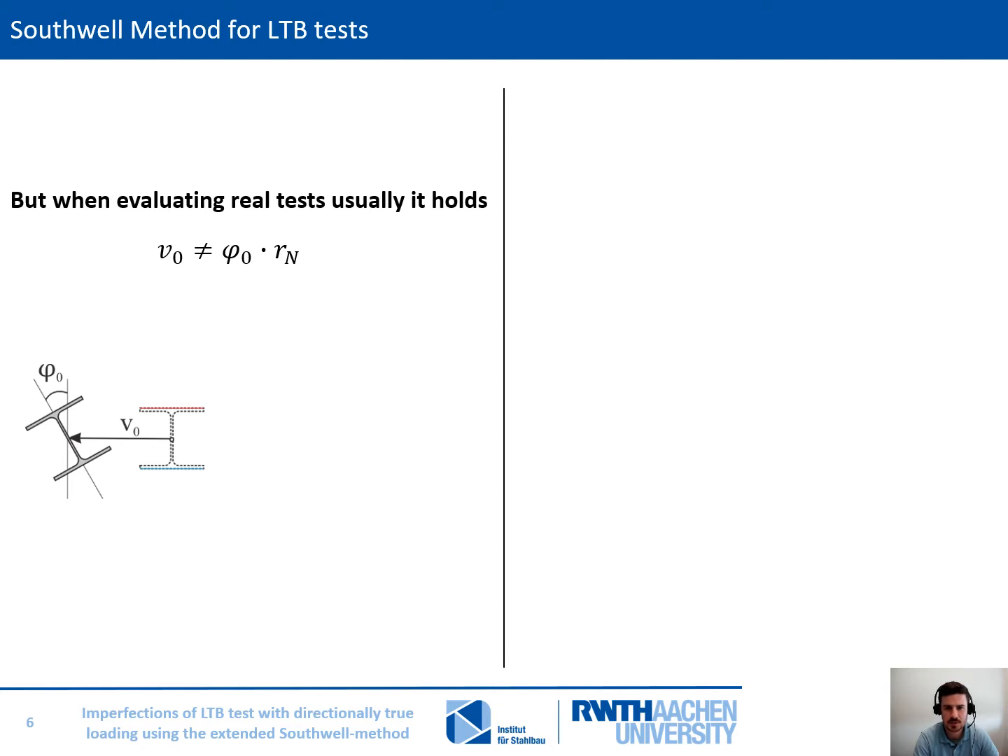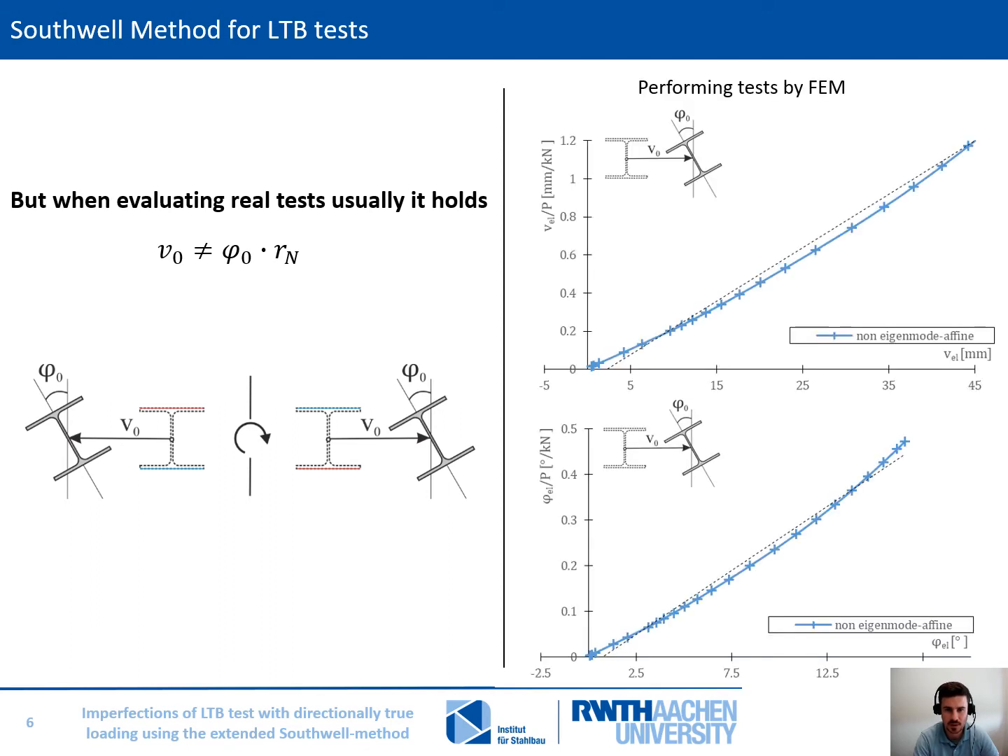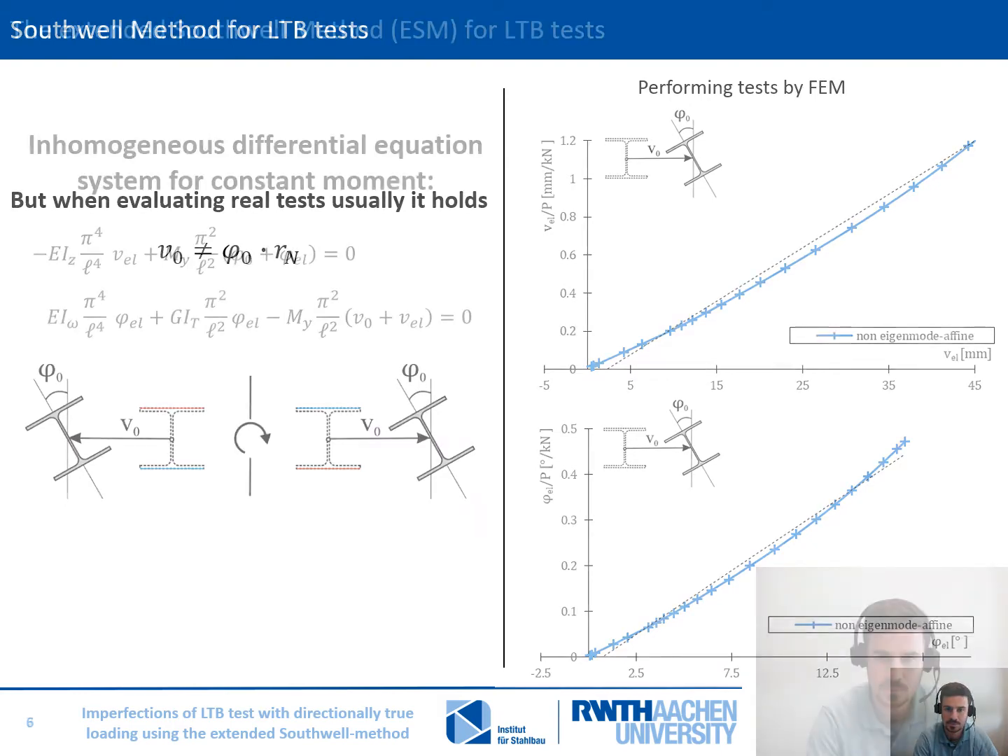Even if a beam would exceptionally provide an eigenmode-affine imperfection shape, then just by turning the profile upside down, the subsequent initial imperfections phi 0 and phi 0 are no longer eigenmode affine. On the right side, the numerical results of the test with non-eigenmode-affine imperfection can be seen, respectively the Southwell plots. The results do not lie on a straight line. That makes it difficult to directly extract consolidated values for the lateral torsional buckling imperfection.